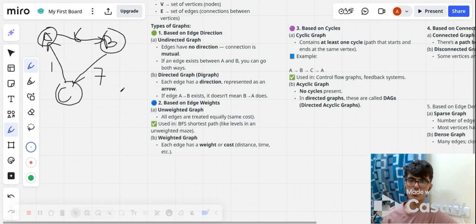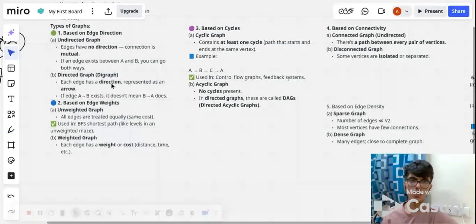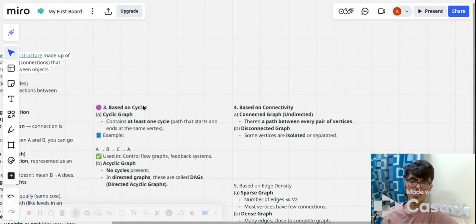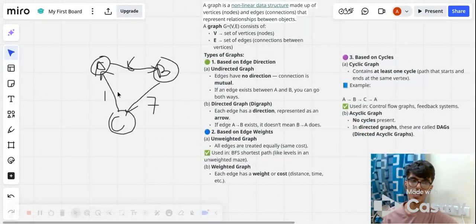This is of importance when we learn about shortest path algorithms or other algorithms. So moving on to the next thing, based on cycles, there could be acyclic and cyclic graphs.